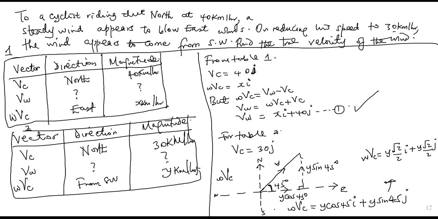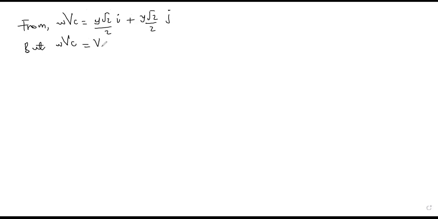So from velocity of wind relative to the cyclist, which was equal to y √2/2 i plus y √2/2 j. It would mean that, don't forget, velocity of wind relative to the cyclist is the same as velocity of wind minus velocity of the cyclist. So velocity of wind will be equal to wind relative to c plus velocity of the cyclist.